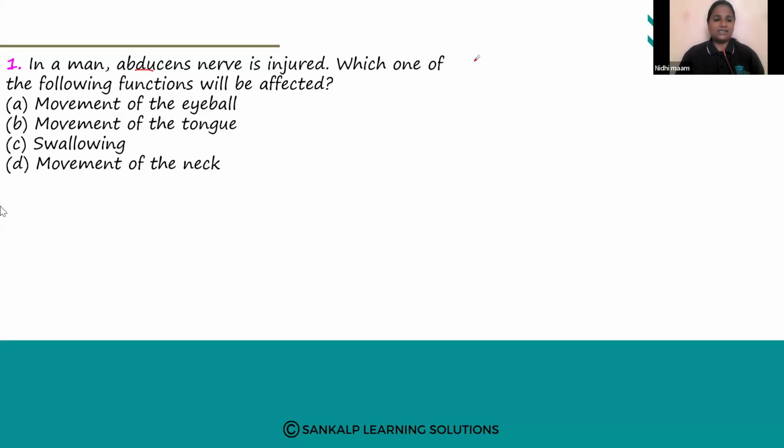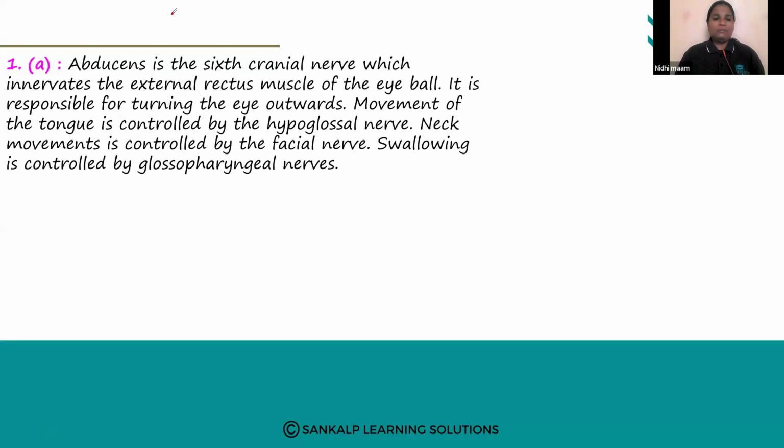Okay, Hema answered it. So here, exactly, abducens is the sixth cranial nerve. We have cranial nerves and spinal nerves. In cranial nerves, abducens is one of the cranial nerves. Cranial nerve means which arises from the brain. It innervates the external rectus muscle of the eyeball. It is responsible for turning our eye outwards.